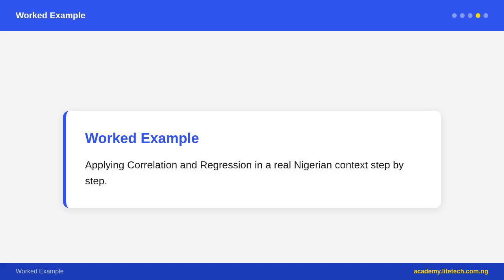We may wish to test whether the true population correlation coefficient rho is 0. H0: rho equals 0, no linear correlation. H1: rho is not equal to 0, linear correlation exists. Test statistic: t equals r times the square root of n minus 2, divided by the square root of 1 minus r squared, which follows a t distribution with n minus 2 degrees of freedom under H0.